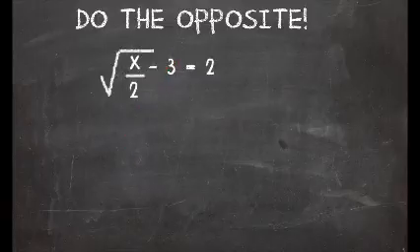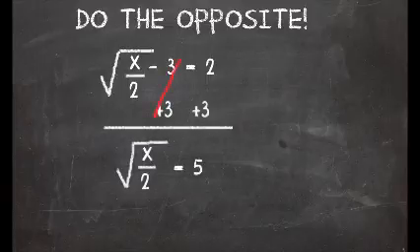The square root of x divided by 2 minus 3 equals 2. I see a 3 is being subtracted. We have to do the opposite to get x alone. So I will add 3 to both sides, which leaves us with the square root of x divided by 2 equals 5. Is our x alone yet? Nope. We still have a few operations to get through.